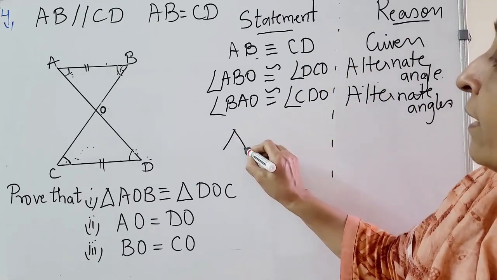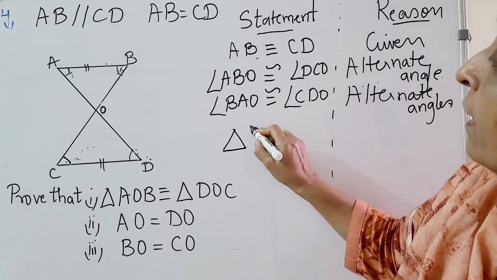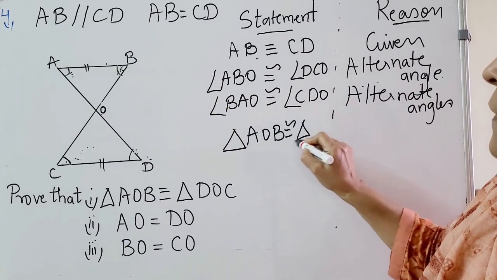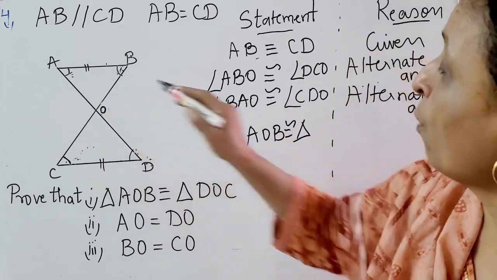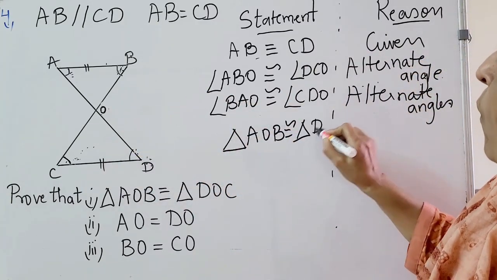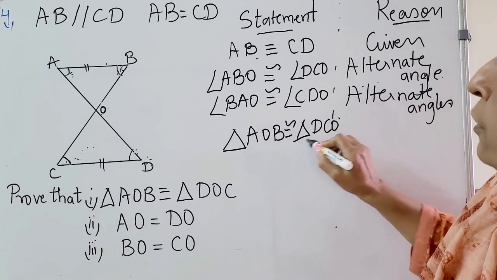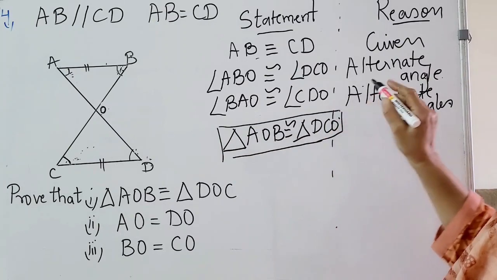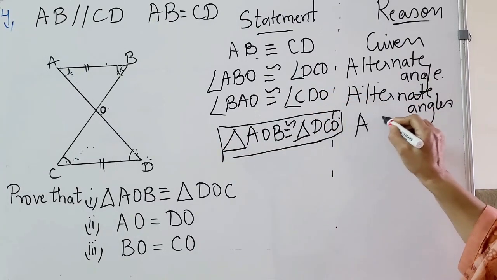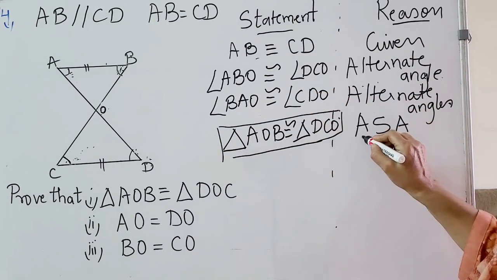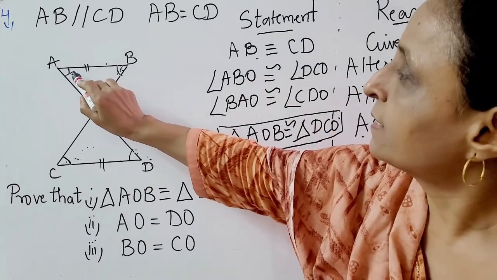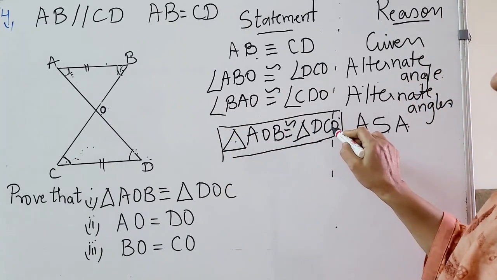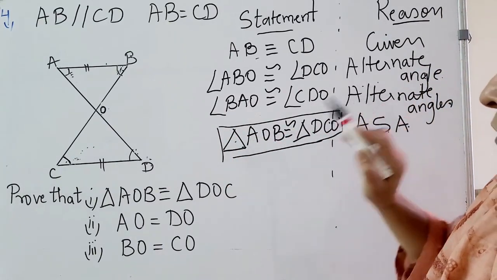Therefore, triangle AOB is congruent to triangle DCO. Now these two triangles are congruent by which test? That is ASA, angle side angle. This is angle, this is side, this is angle. So these two triangles are congruent.